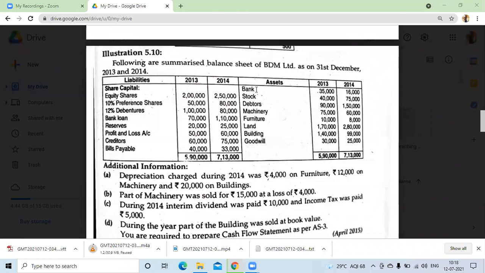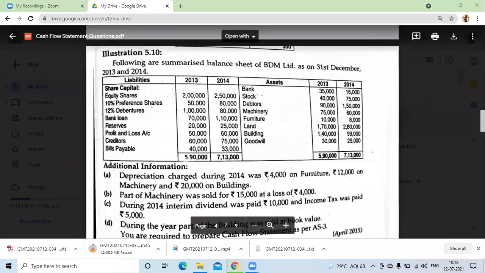It is bank account, which is used at the last of the solution part, which is opening cash balance and closing cash balance. Stock and debtors are my current assets. Machinery, furniture, land, building, goodwill, these are my fixed assets. Of them, goodwill is an intangible fixed asset. Okay, is that clear? Yes, ma'am.